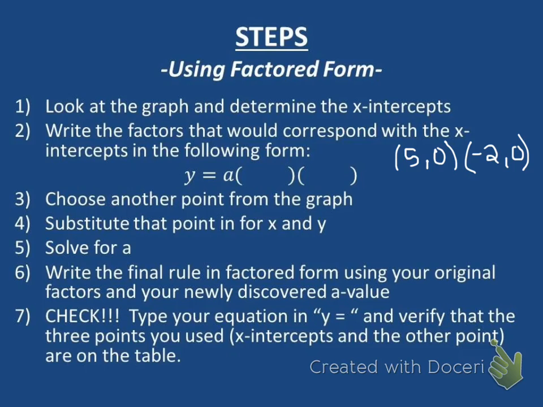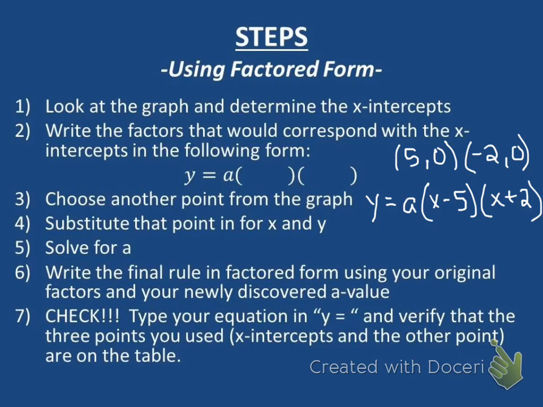So we would set up a form that looks like this. We'd start with y equals, and then write a, which we're going to solve for eventually. And then our first factor, x minus 5, that goes with the x-intercept of positive 5. And then we'll write the factor x plus 2, which goes with the x-intercept of negative 2.